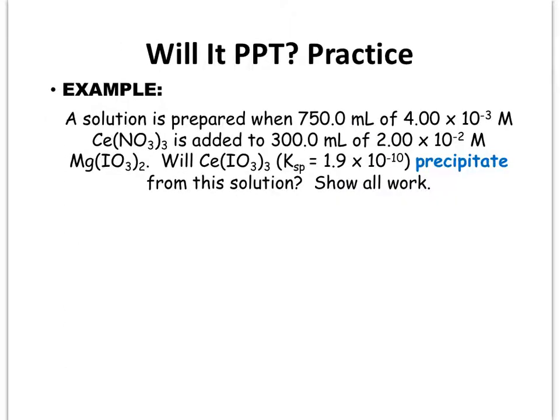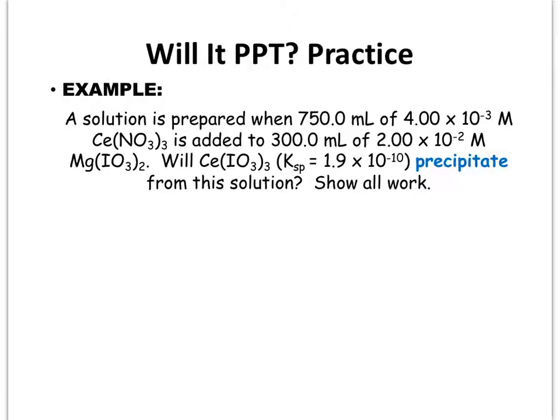All right, so if we look at a will-it-precipitate practice problem here, in this example, you can see it's asking, will a specific substance precipitate given that you're preparing it from a certain number of milliliters of a concentration of CeNO3 added to a specific amount of MgIO3. And they want to know here, will this substance precipitate or not? So we're going to have to follow the steps. So the first thing is, if you look at the steps, we have to figure out which ions are actually in the precipitate.